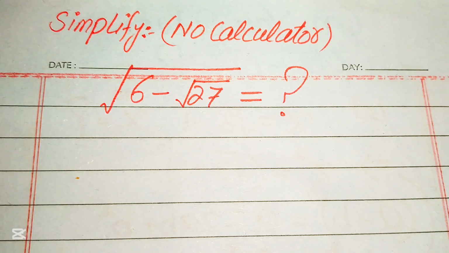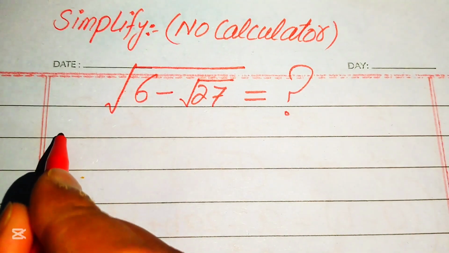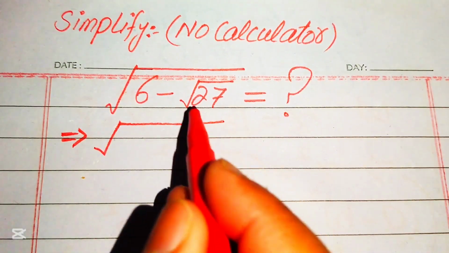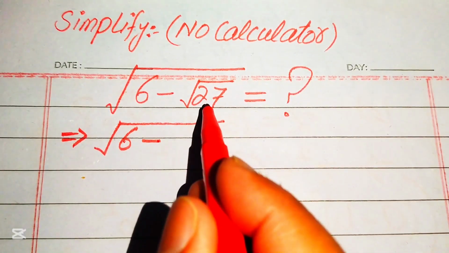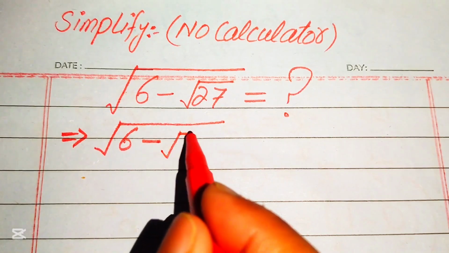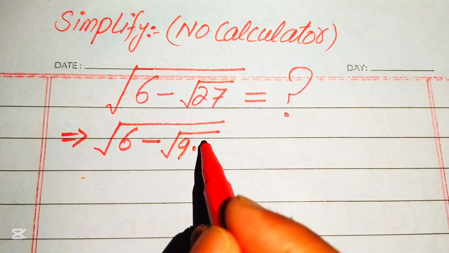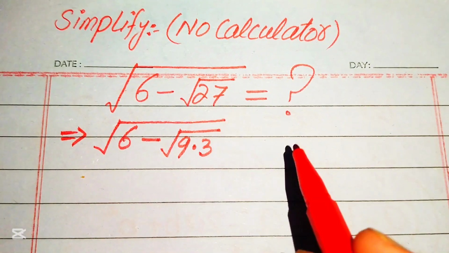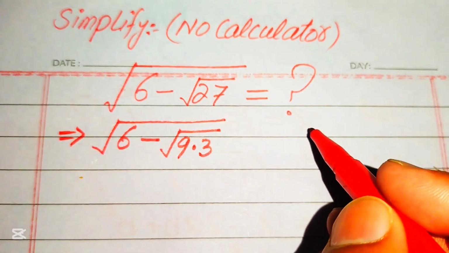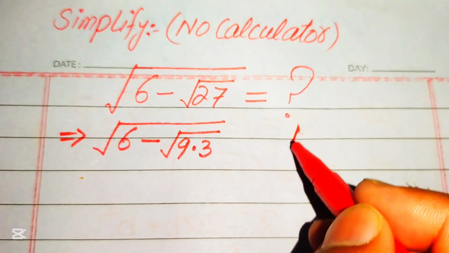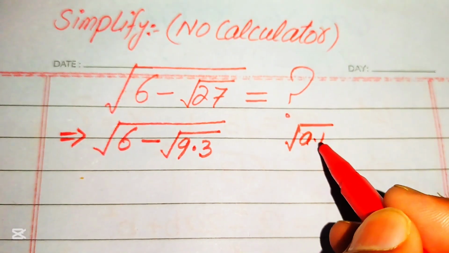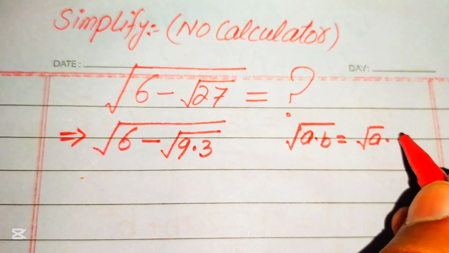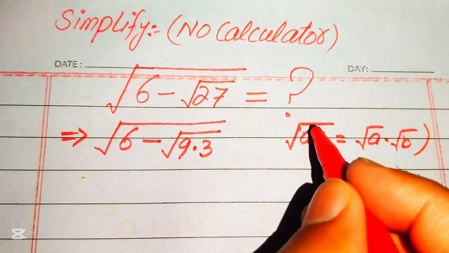So the very first step we are going to do is focus inside the square root sign. Here inside the square root we have 6 minus the square root of 27, so we write this 27 as 9 times 3. We know that 9 times 3 becomes 27, and here we can apply the radical law. According to this law, if we have a multiplied by b, we write it as the square root of a multiplied by the square root of b.